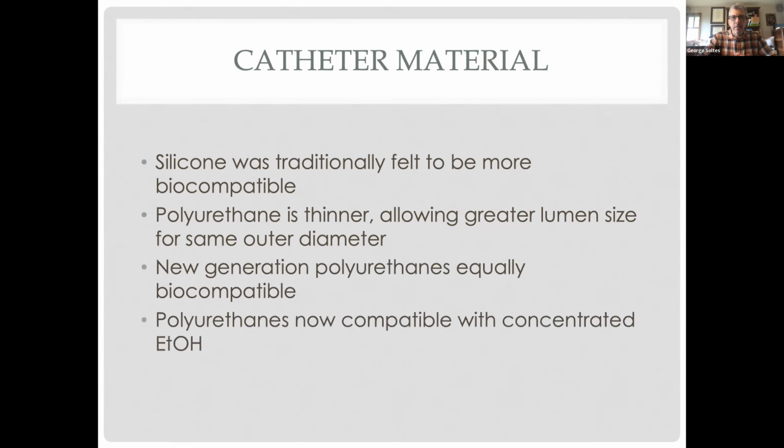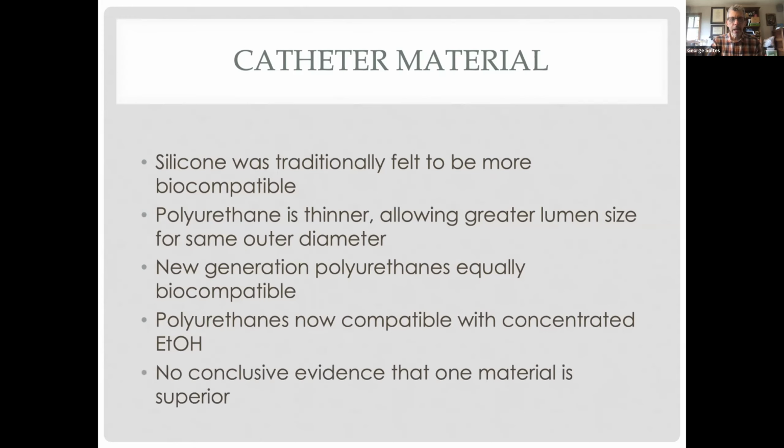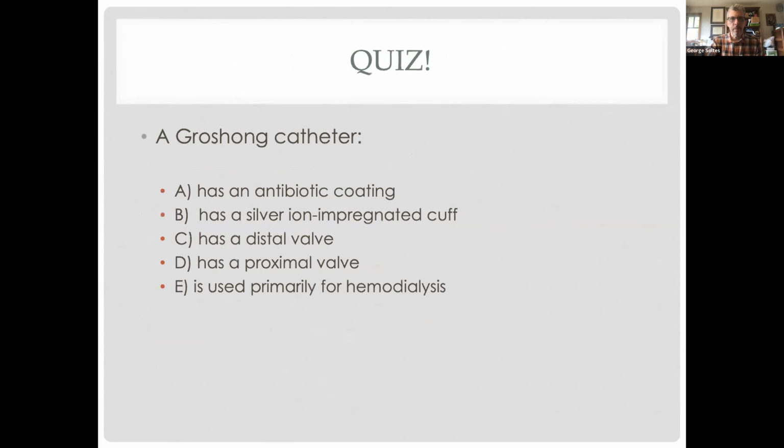A big thing, and I have to resell this all the time at SCCA and other places where they've had this drummed into their brains, is that things with high concentrations of alcohol, some chemo regimens and other things will cause polyurethanes to break down and basically break or fall apart. With the newer polyurethanes, this just isn't true. They're just as compatible with alcohol, but this kind of resurfaces every couple of years. At the end of the day, there's no conclusive evidence that one material is better than the other. I typically go with placing the smallest thing I can get away with for the same lumen size, so in general, I prefer polyurethane catheters.